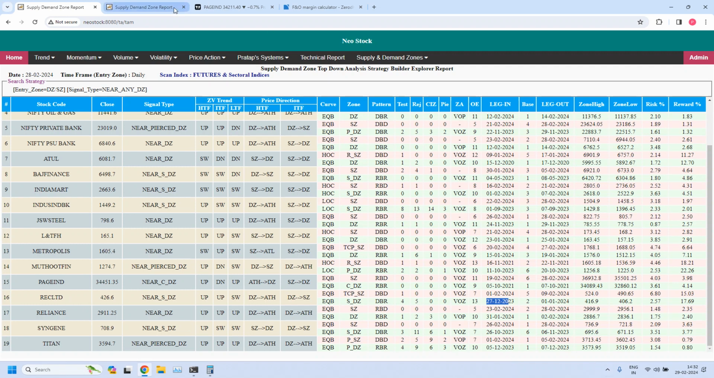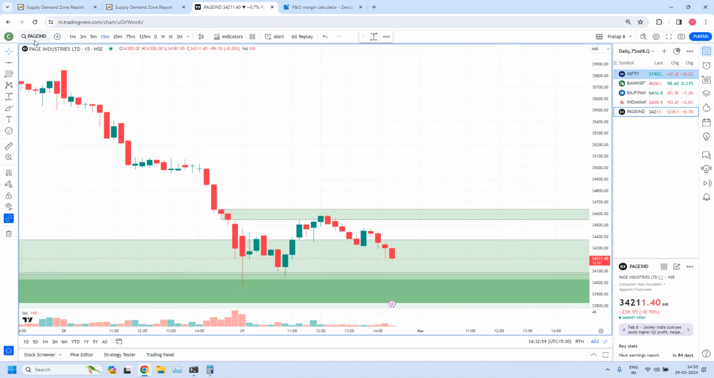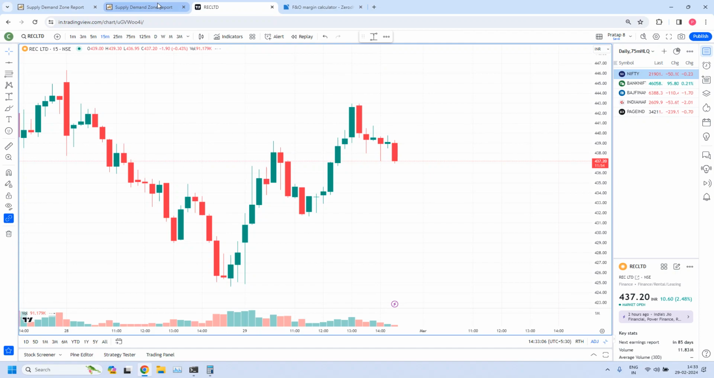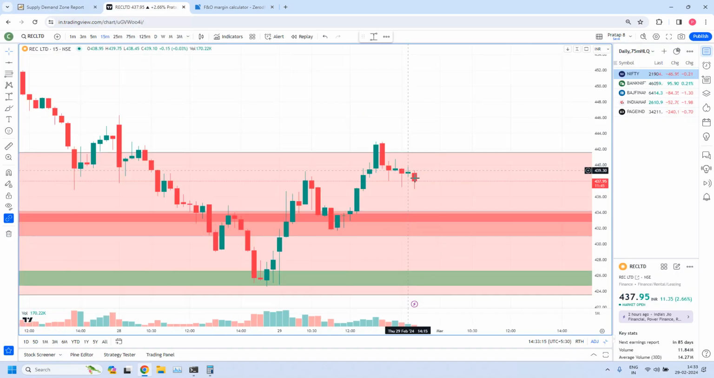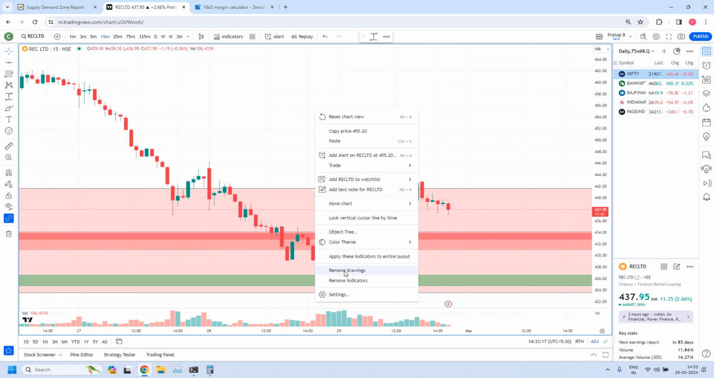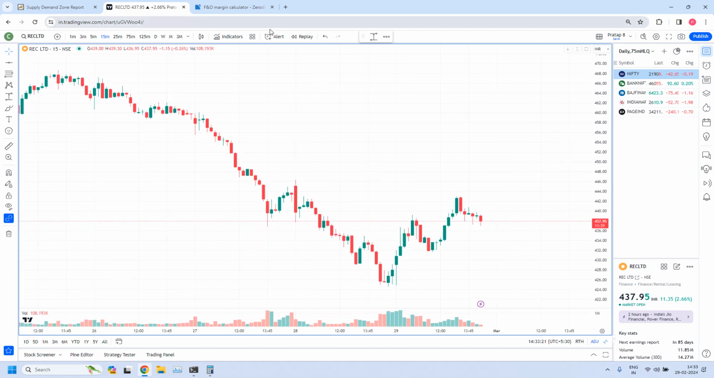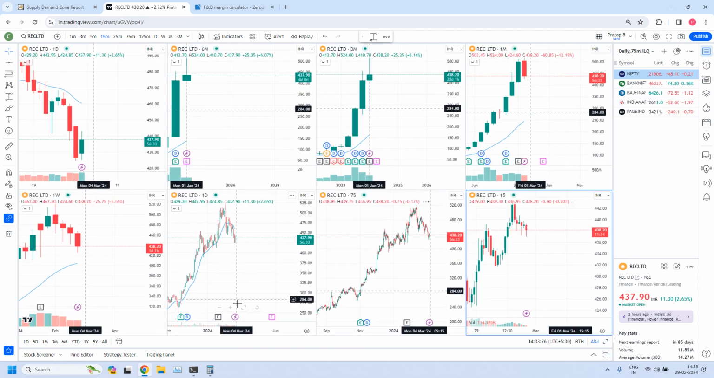Okay, 2712, 2023, REC Limited. Let me open it in the chart. Let me delete this. Okay, 2712, 2 base candles. Let me remove the old drawings. So we are at 15 minutes. We have to go to the daily time frame.